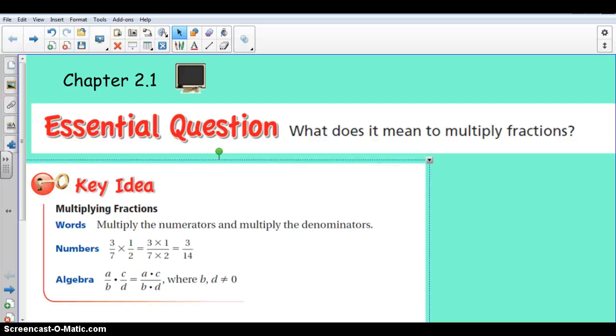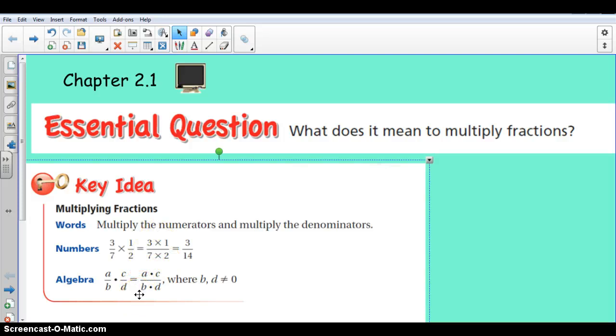Looking over the key idea of multiplying fractions, what this means is you're going to multiply the numerators and multiply the denominators. Simple enough. Let's look at the numbers, the way they set it up. 3/7 times 1/2. What you'll see in this book is they actually put the numbers together, so they set up an actual equation. They have 3 times 1 is 3, and 7 times 2 is 14. They're just putting your denominators here and your numerators there.